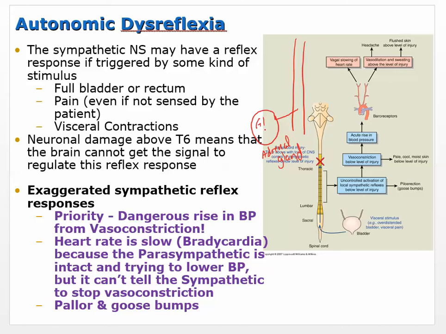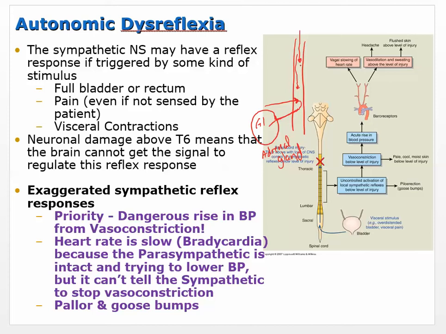Then what happens is that you have a reflex arc to your thoracic neurons, and that reflex arc is going to feed back, and it's going to cause vasoconstriction. That's what your sympathetic nervous system does. Your sympathetic nervous system causes vasoconstriction. Now, normally, if you have control over this area, which you would have with a normal functional spinal cord, then you could shut that down. You could say, okay, blood pressure is rising. We need to reduce this vasoconstriction.